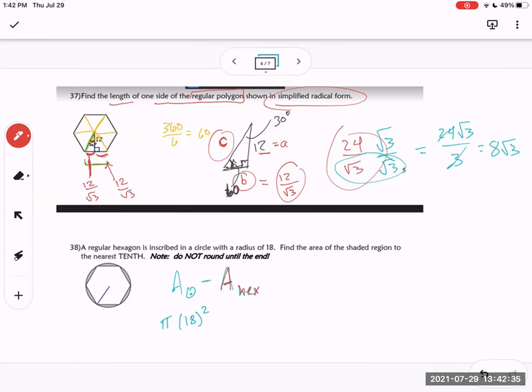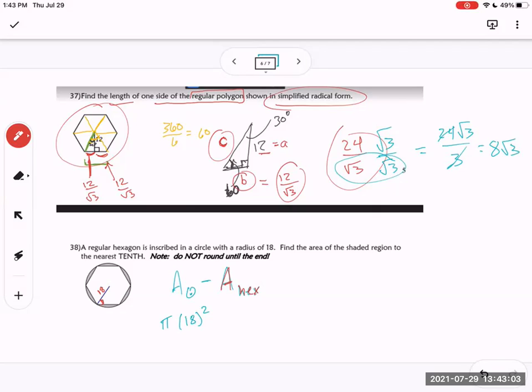So how do I find the area of the hexagon? Well, I know this is 18 right here. And I know since it's a hexagon, just like I showed you up here in number 37, this is a 60-degree angle, right? So there's this, the area of a regular polygon. You guys remember that?